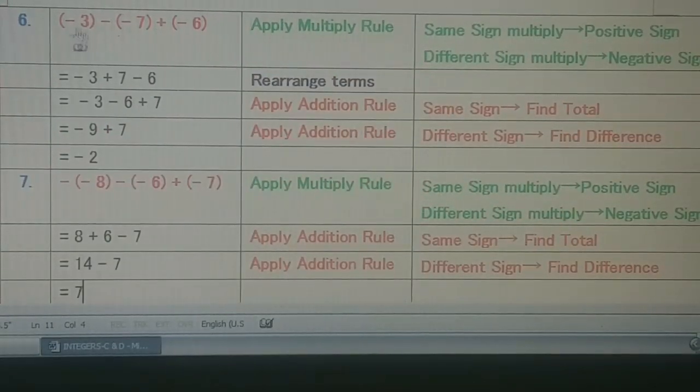In the sixth example, we see minus 3 minus 7 plus minus 6.